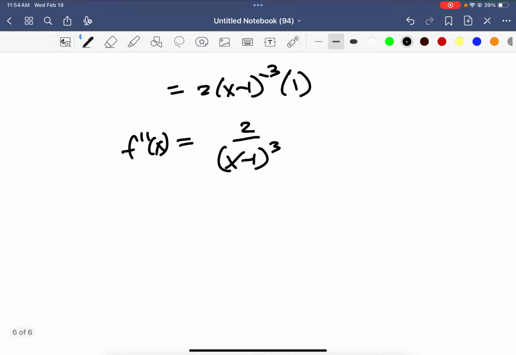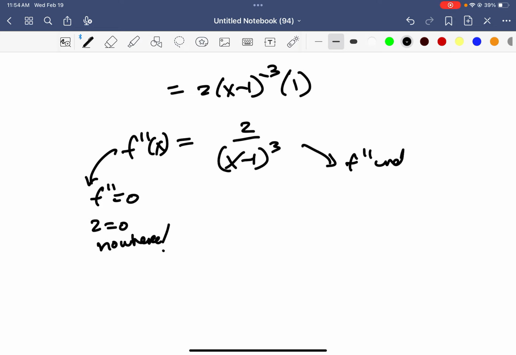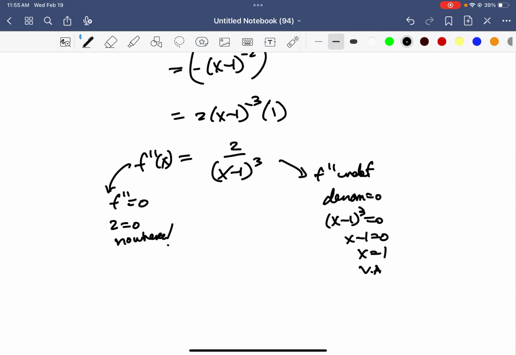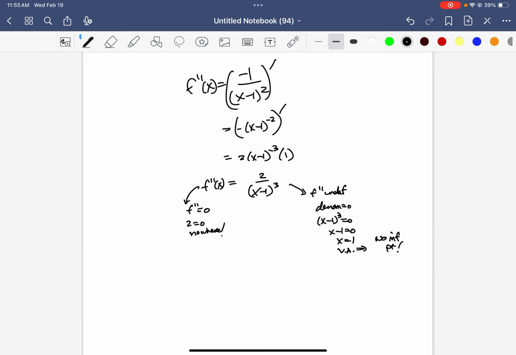So the second derivative equals 0 where 2 equals 0, so that's nowhere. And the second derivative is undefined where the denominator equals 0, which means x is equal to 1. But we already know at x equals 1 we have a vertical asymptote. So this thing has no inflection points. So we're now ready to graph this thing.